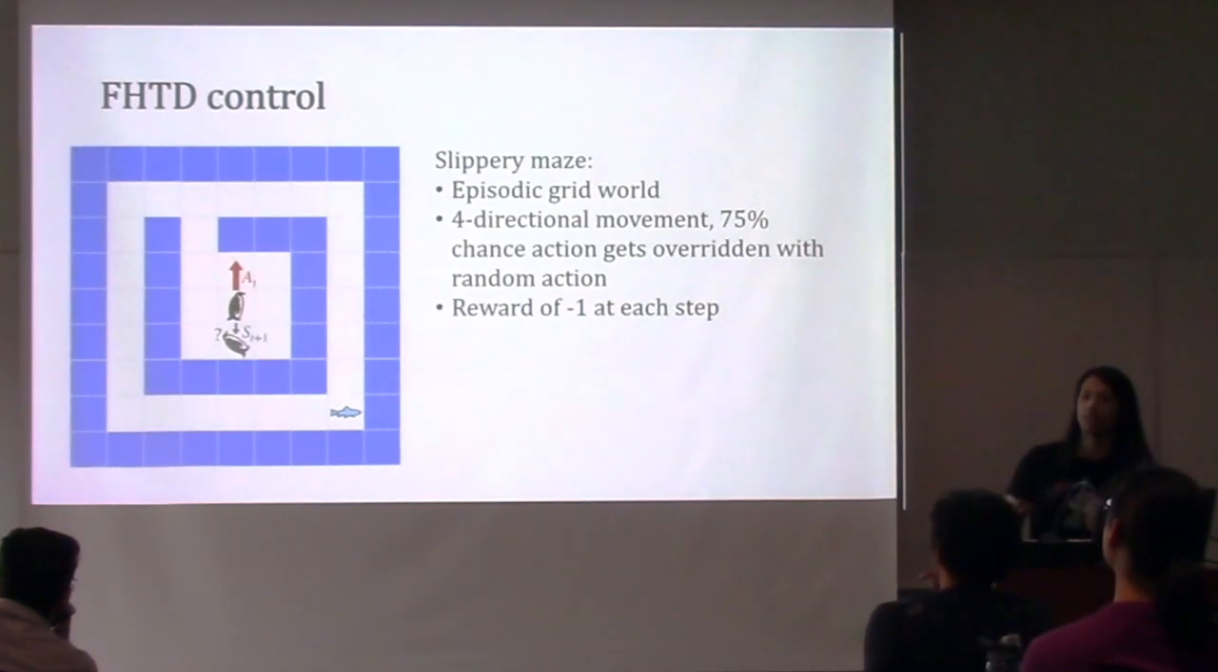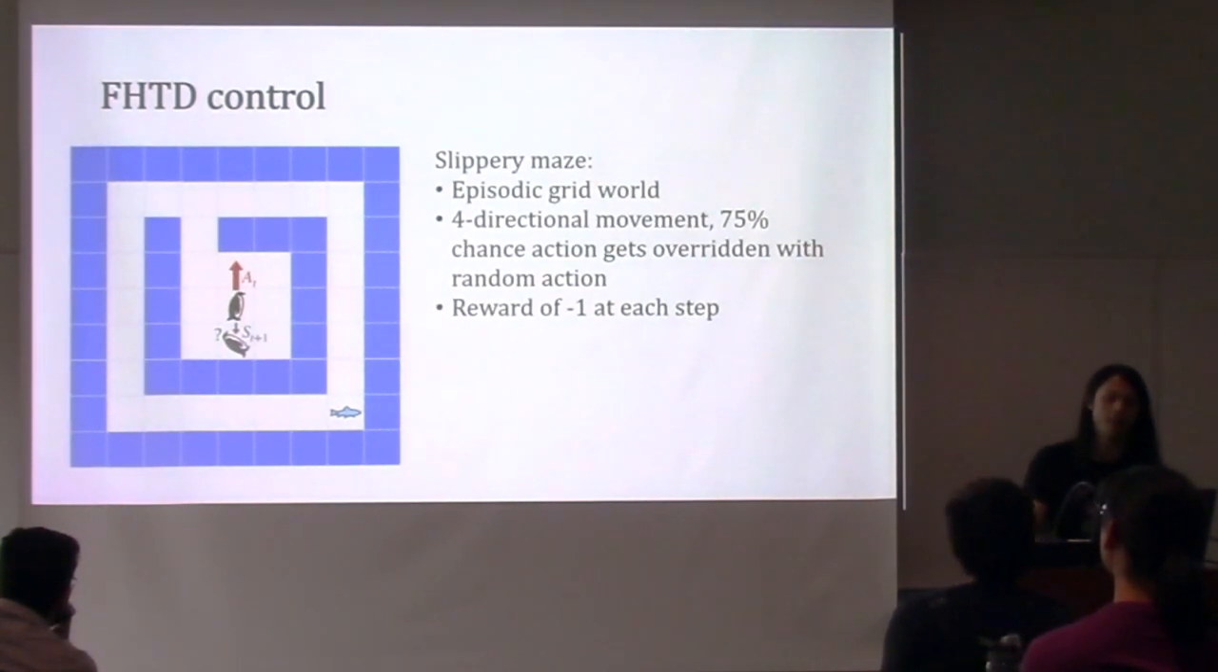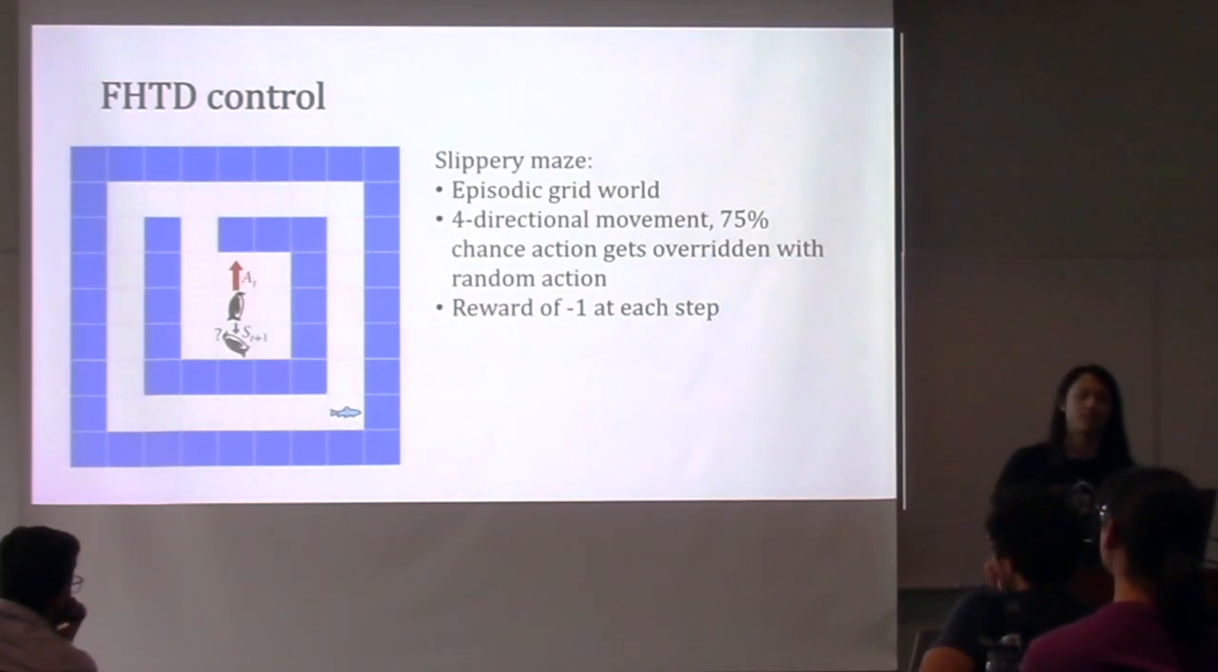So I tried this in a tabular environment. I call it the slippery maze, and that's because for every action you take, there's a 75% chance that your action will just get overridden and it'll just take a random action instead, and the agent is unaware of this. So it's a really stochastic environment, and you receive a reward of -1 at each step.